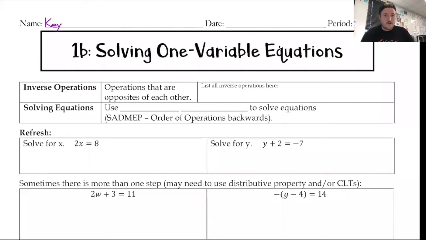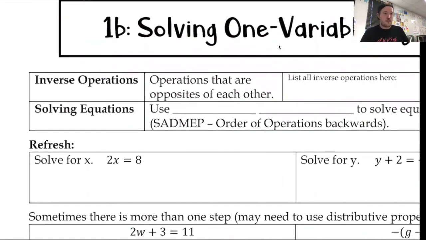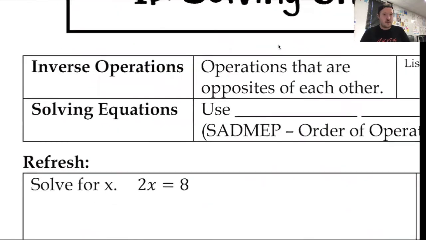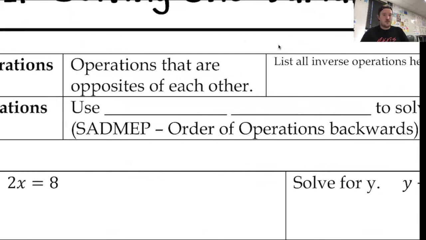Hey everyone. All right, so the second lesson for Unit 1 is going to be about solving one variable equations. So just to kind of start off, we're going to start off with some vocabulary that's really imperative to understand. So the first one we have is called inverse operations. Inverse operations are operations that essentially just undo each other.